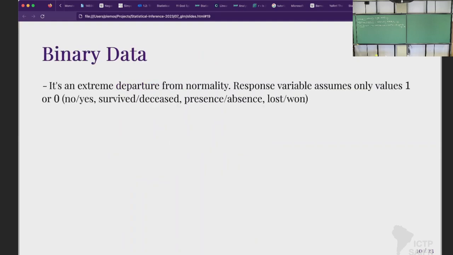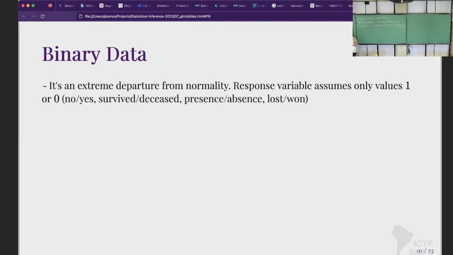So let's start with binary data. This is the extreme departure from normality, and your response variable can only assume 1 or 0. These are yes or no answers: survive, die, presence, absence, either you lost or won something.